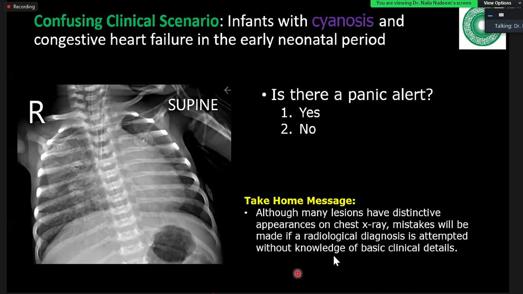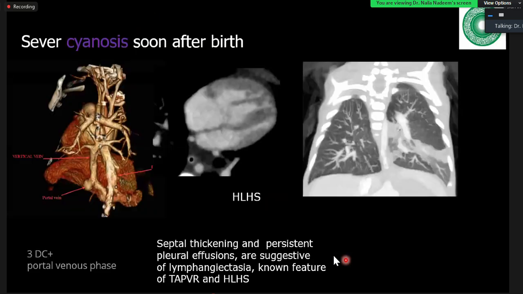So, take home messages. Although many lesions have a distinctive appearance on chest X-ray, like just before exams, we are trying to learn what is boot-shaped heart, what is egg on string appearance, what is snowman. Mistakes will be made if a radiological diagnosis is attempted without knowledge of basic clinical details. How your patient presented, that is important.